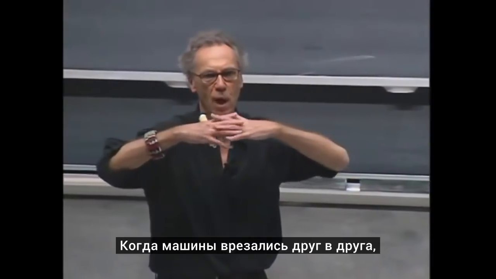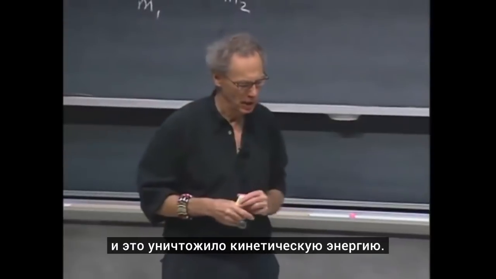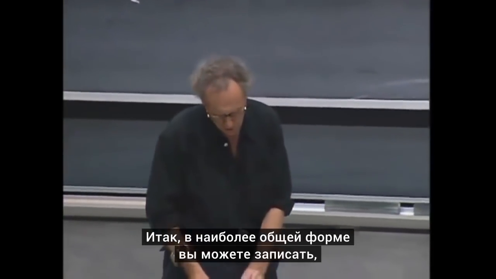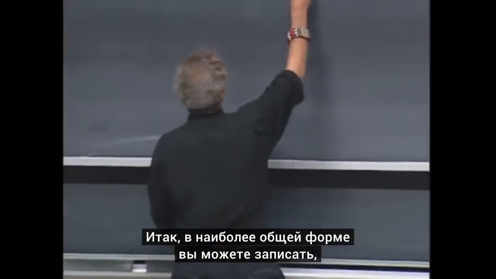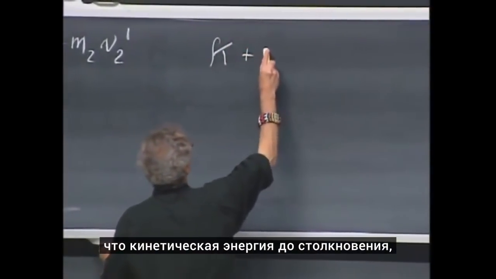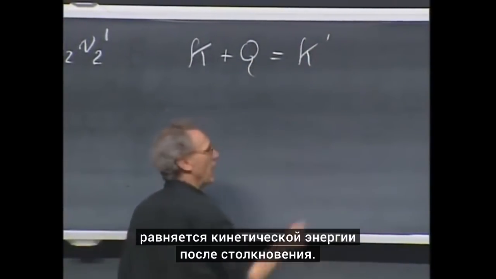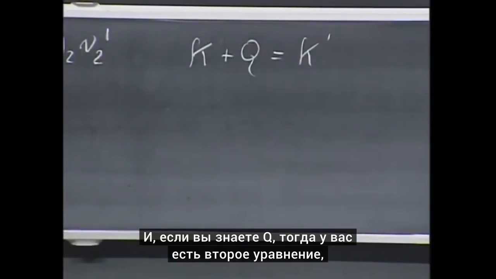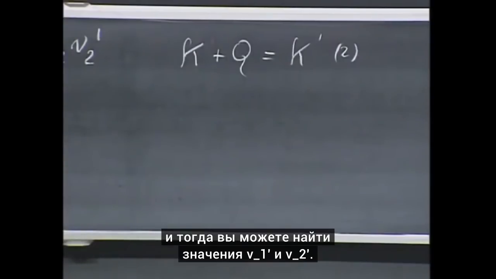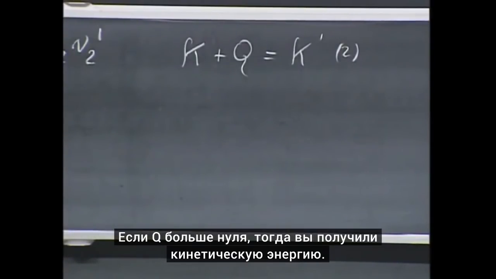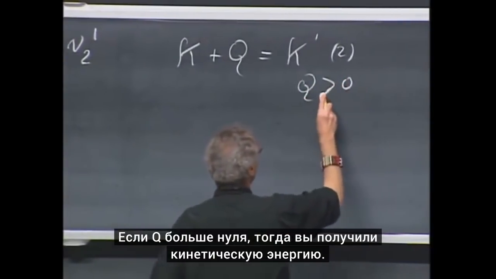When the cars plowed into each other, there was internal friction, no external friction, and that took out kinetic energy. And so, in its most general form, you can write down that the kinetic energy before the collision plus some number q equals the kinetic energy after the collision. And if you know q, then you have a second equation, and then you can solve for V1 prime and for V2 prime.